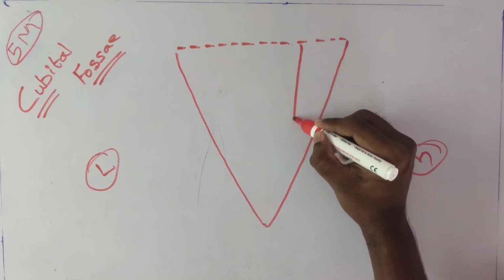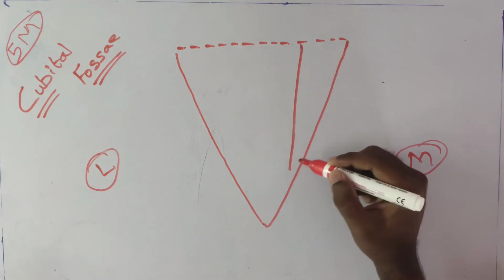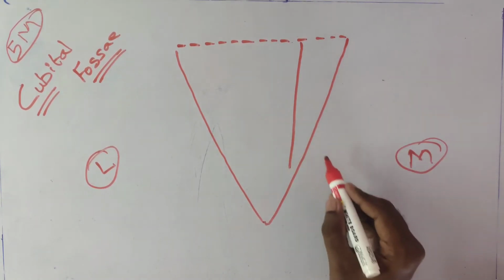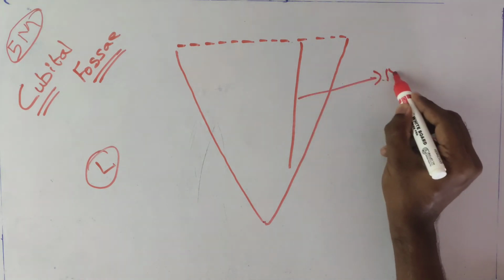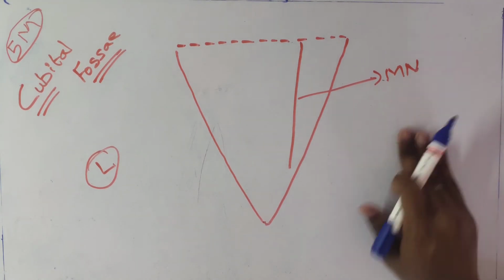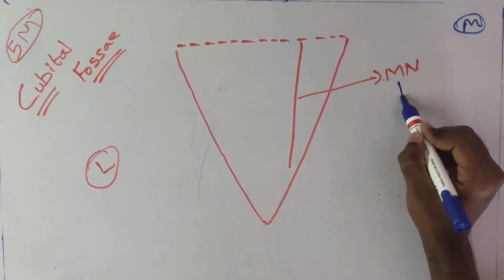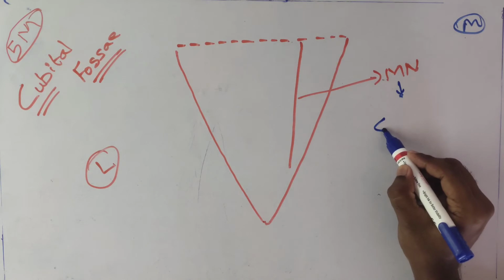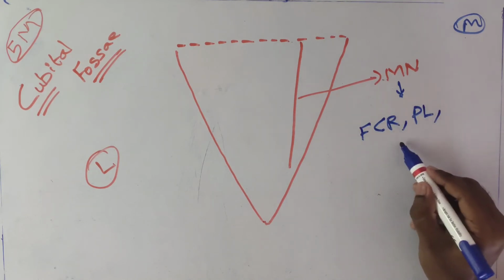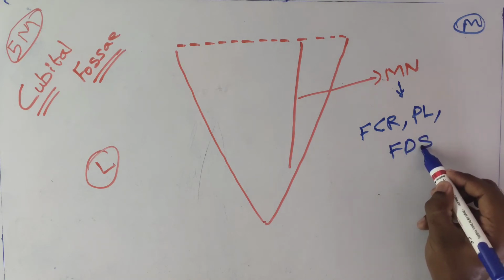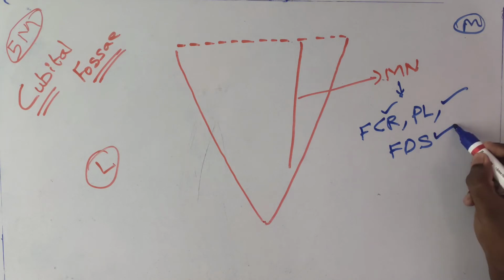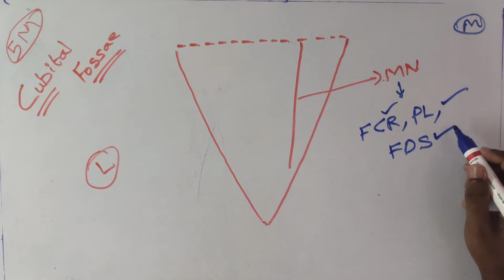This is the median nerve. This median nerve gives branches to flexor carpi radialis, palmaris longus, and flexor digitorum superficialis. This is the first content.